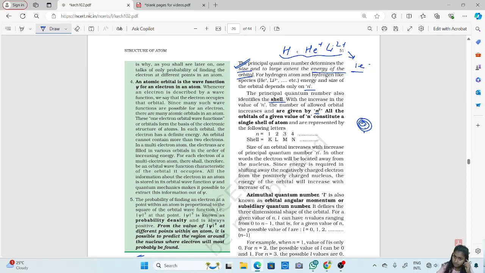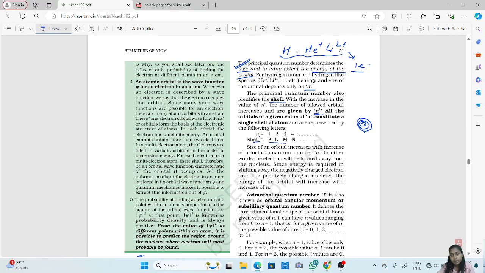Okay, these are shells. Now, when the number of orbitals increases, it is given as n raised to 2. So all the orbitals of the given value of n constitute a single shell of an atom and are represented by letters. So when n is 1, 2, 3, the shells will be K, L, M, N respectively. Whatever number, whatever alphabet you will get.